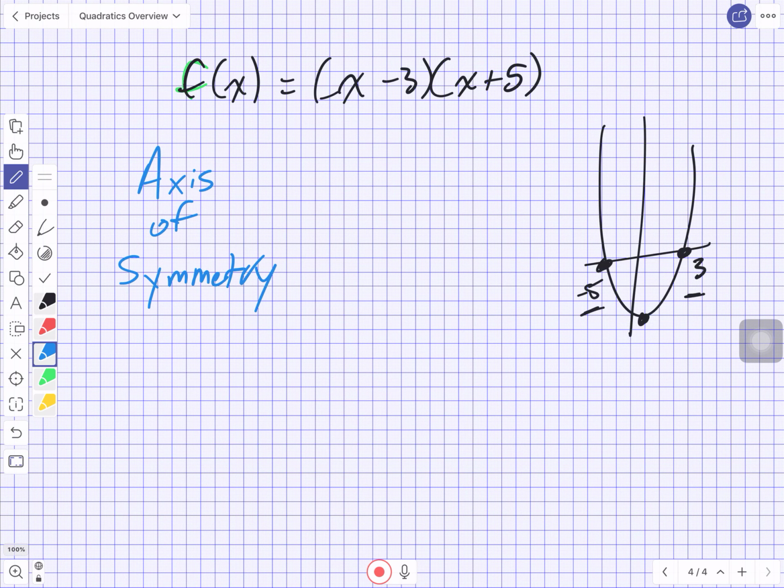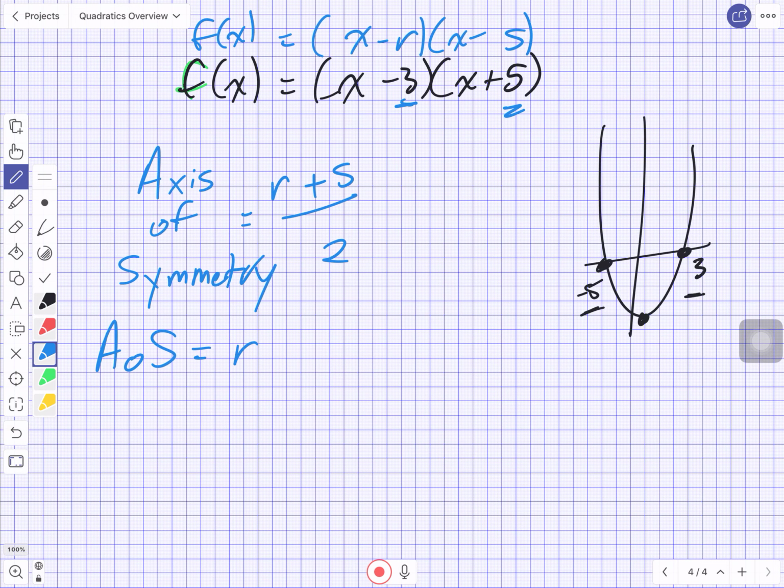But axis of symmetry, what you can do to figure that out is you take your R value and S value. If you remember, your factored form is written like this, x minus R, x minus S. So we take these two values. So we take the R plus the S and we divide it by 2. That's the axis of symmetry. Sometimes a teacher might write it like this. AOS is equal to R plus S divided by 2. This might be like a small formula you'll see. If they haven't, that's okay. It's a helpful one, though. It's very helpful for what you're going to do.